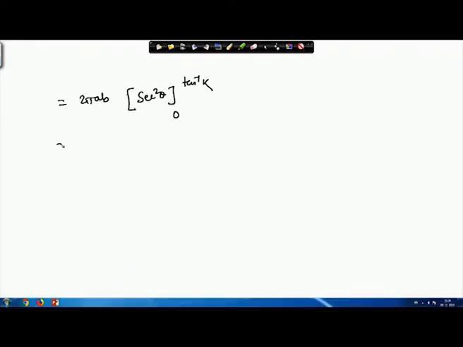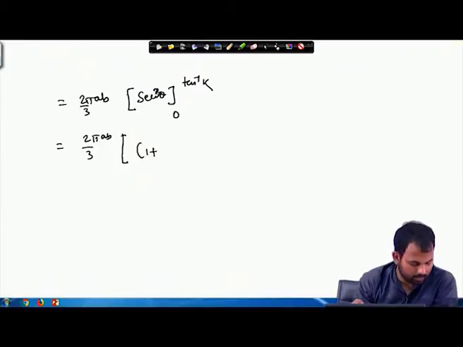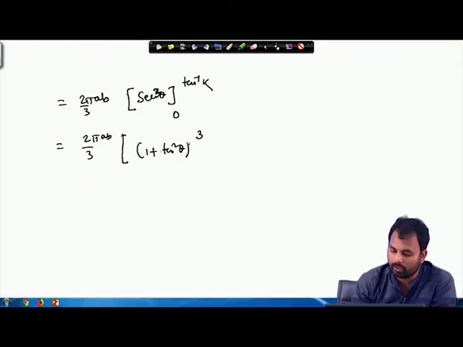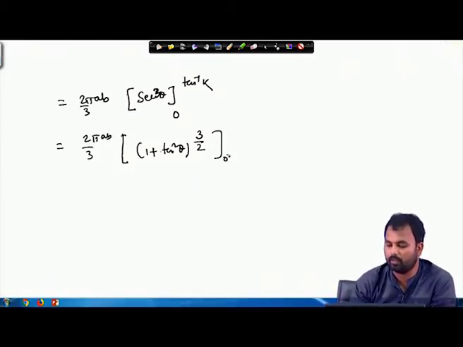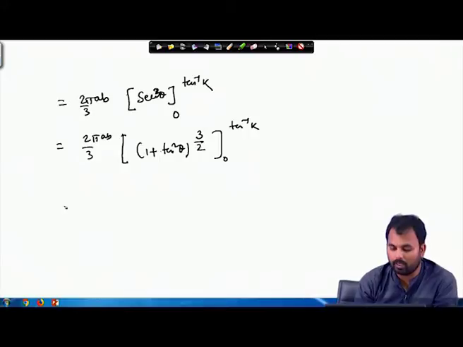Now here I can substitute 2 pi ab. Of course there will be 1 by 3, and of course this will be 3. So this will become basically 2 by 3 pi ab sec squared theta. Sec squared theta can be written as tan squared theta, and then whole to the power 3, and then if I write sec theta as 1 plus tan squared theta, then I have to adjust a 3 by 2 here. Yes. So this is tan inverse k, and now I am substituting the value.